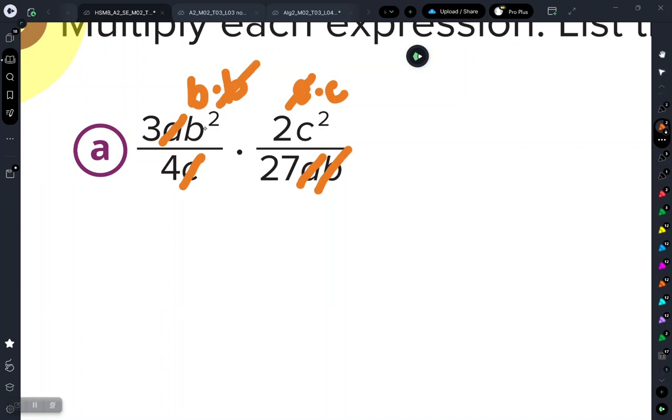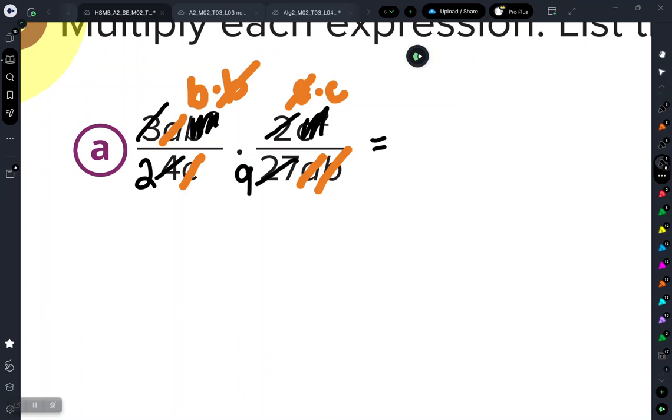Okay, so now let's look at the numbers. I see 2 right here, and 2 will go into 4 twice. And this 3 will go into itself once, and it'll go into 27 9 times. So keep in mind the B squared I rewrote as B times B, so that's kind of gone, C squared. So what do we have left?